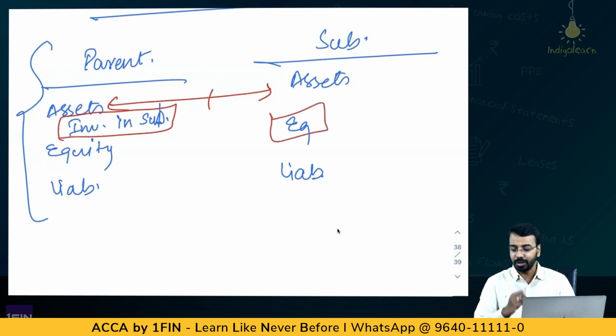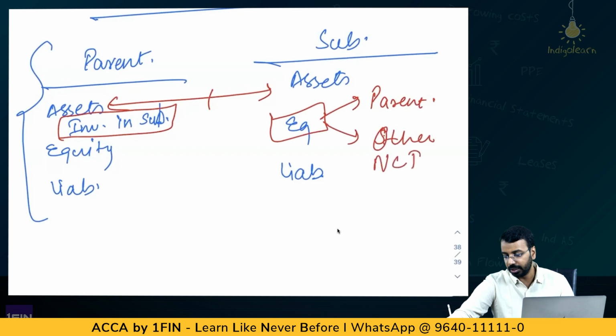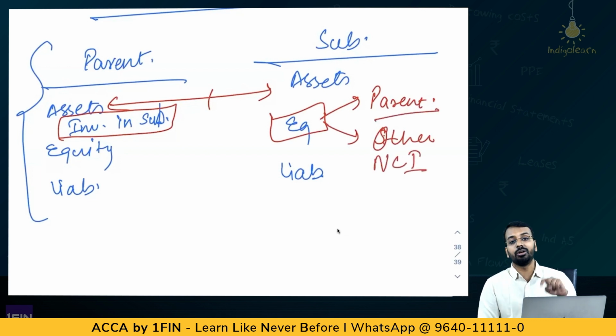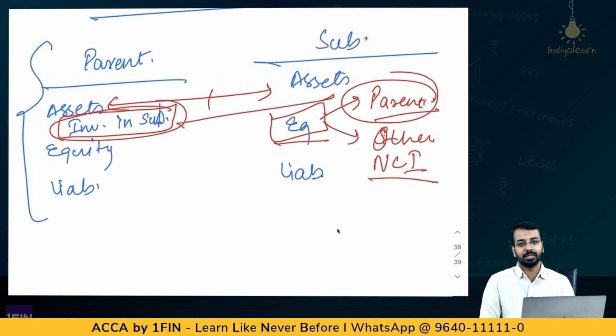Investment in subsidiary is removed, equity is also removed. Now in this equity, there is some ownership by the parent and some ownership by other non-controlling interest. So parent has the controlling interest, other equity holders don't have controlling interest. So parent's equity and this investment, these two knock off against each other. Other non-controlling interest remains, so that you will recognize under equity.